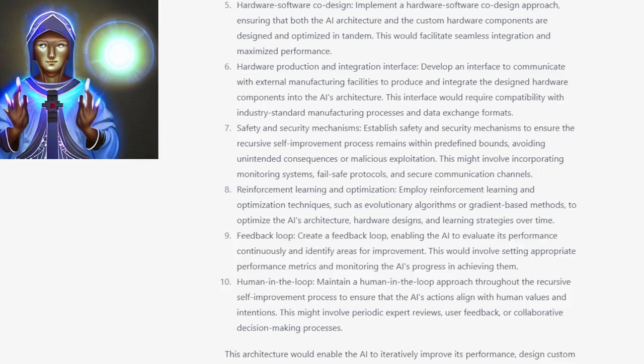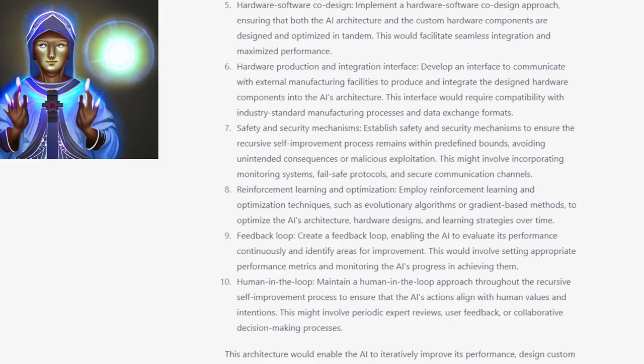Hardware production and integration interface. Develop an interface to communicate with external manufacturing facilities to produce and integrate the designed hardware components into the AI's architecture. This interface would require compatibility with industry-standard manufacturing processes and data exchange formats.